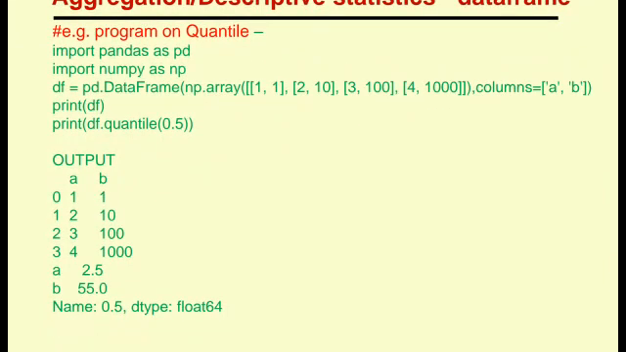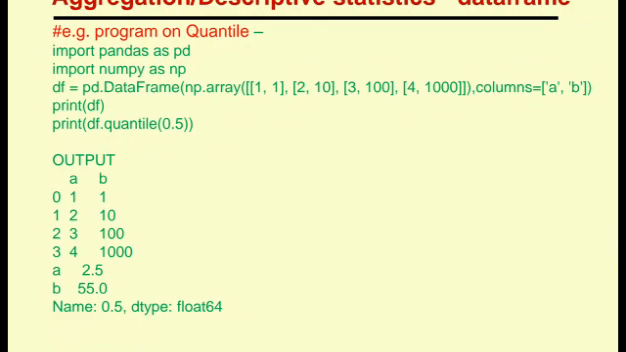We had taken the values and the output we got is 0 1 2 3, a b, and the name. In the first bracket we had given 1 comma 1, so we got 1 1. Next bracket 2 comma 10, so we got 2 10. Third bracket we had taken 3 comma 100, and 4 comma 1000. And the quantile is a 2.5 and b 55.5, so the name is 0.5, dtype is float64. So in this way we are going to use quantile in a Python program.